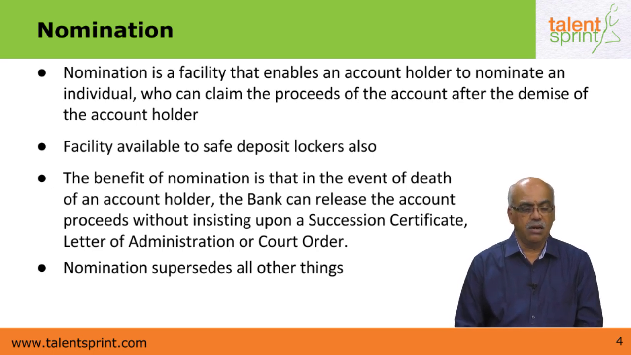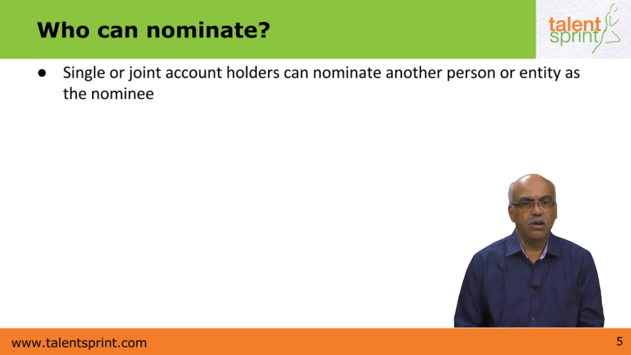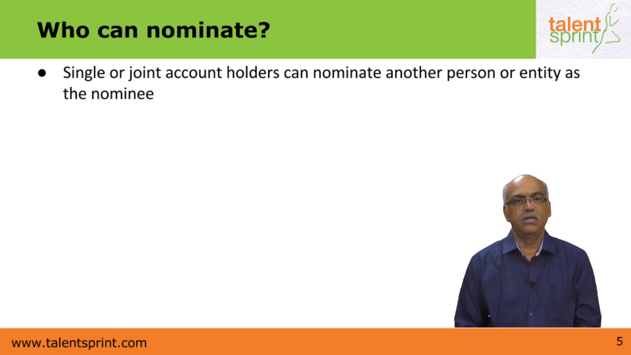Who can nominate? Nomination can be done by a single account holder or joint account holders also. When a person has an account only in his name, for example, if I have a savings bank account only in my name, and I do not nominate, then in the event of my death, the bank cannot decide to whom the balance in the SB account should go. So a nomination is very essential for me to decide to whom the money should go, and for the bank also to easily hand over the money to the nominee. That is in the case of a single account.